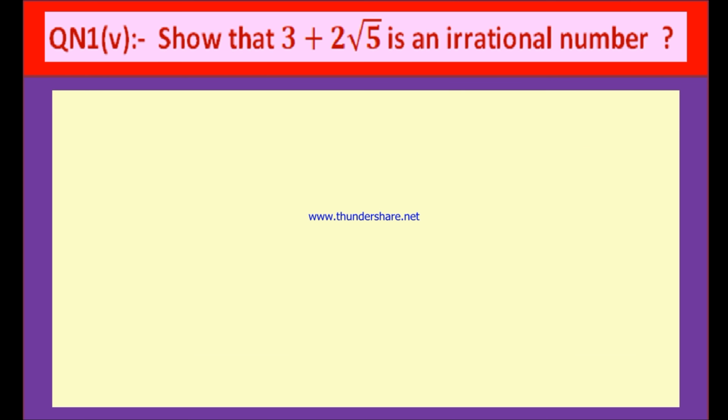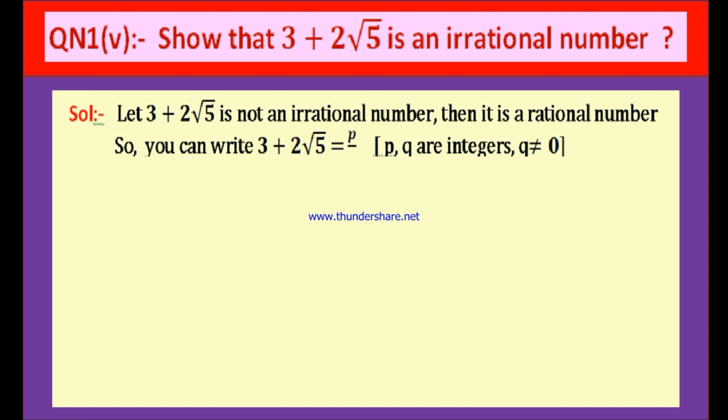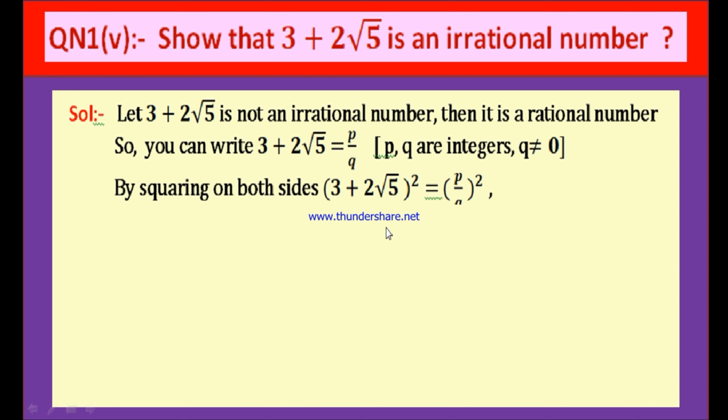Here is fifth bit now. Show that 3 plus 2 root 5 is an irrational number. I shall repeat, show that 3 plus 2 root 5 is an irrational number. Here is the solution. Let 3 plus 2 root 5 is not an irrational number. Since it is not an irrational number, it should be a rational number. Therefore, as it is a rational number, you can write it in the form of p by q, where p and q are integers and q not equal to 0. Now square on both sides.